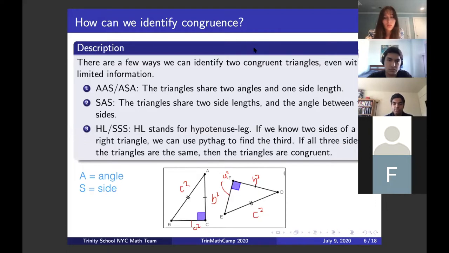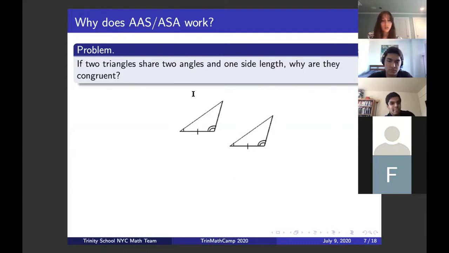But SSS works in all triangles. If you have three sides of two triangles that are the same, those triangles will be congruent. And if that description was confusing to you, don't worry at all. We're going to go into each thing individually. Okay, so we'll go through these. As Maia said, we're going to go through these individually.